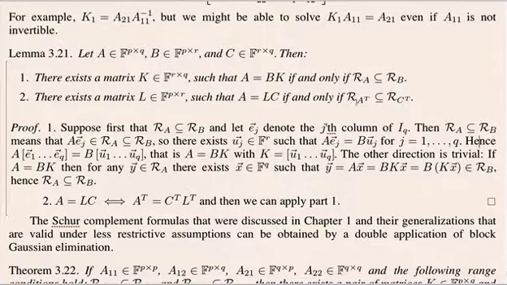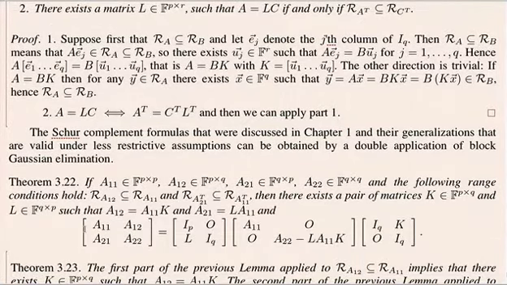So we get this inclusion of the ranges, and instead of that we have to use the transpose identity, which is equivalent. So the Schur complement formulas that were discussed in chapter 1 and their generalization that are valid under less restrictive assumptions. This can be obtained by a double application of block Gaussian elimination. So this is one application of this.